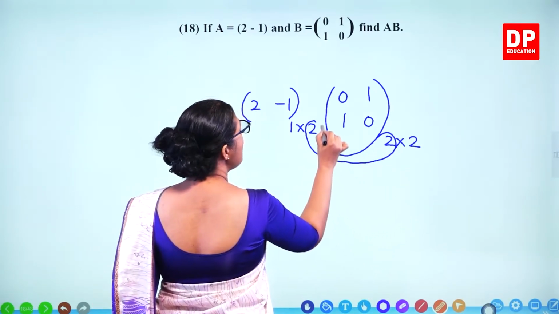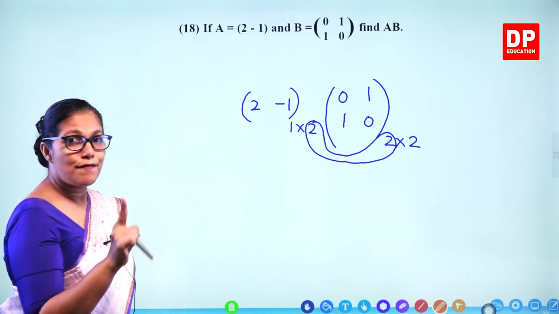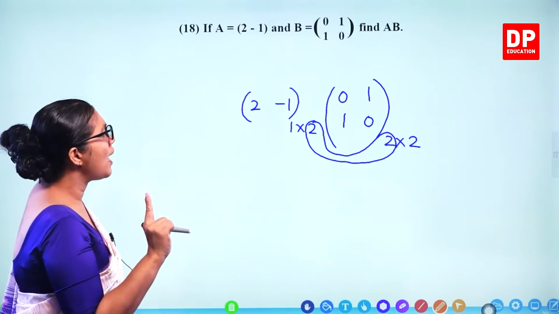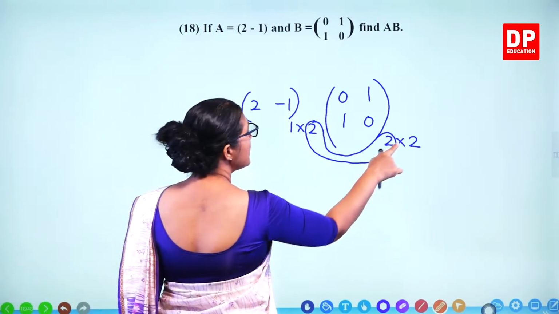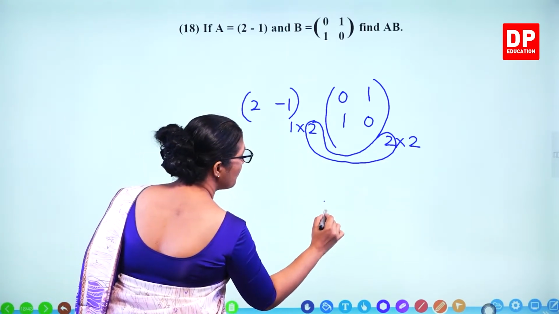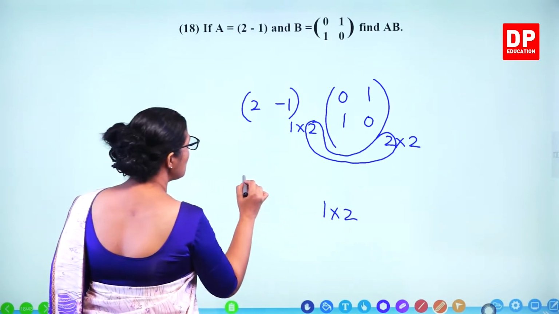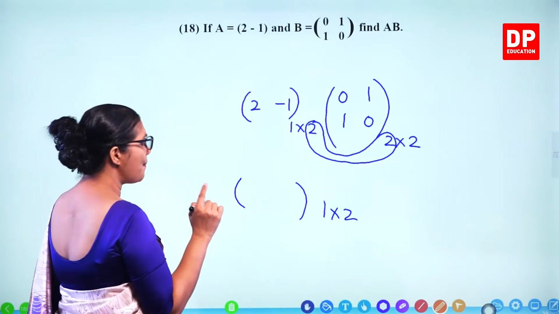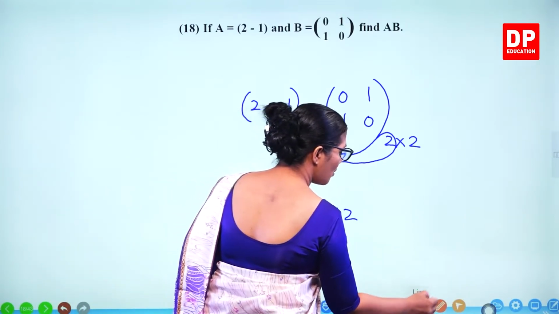If the number of columns in the first one is equal to the number of rows in the second one, you can multiply, and the resulting matrix is 1 by 2. So 1 by 2 means one row with 2 values. So how do you multiply?